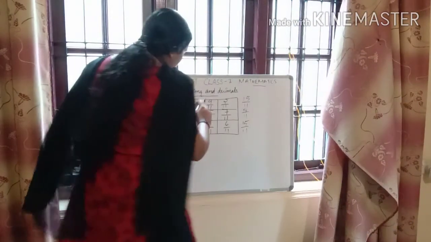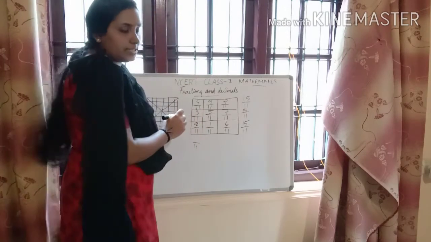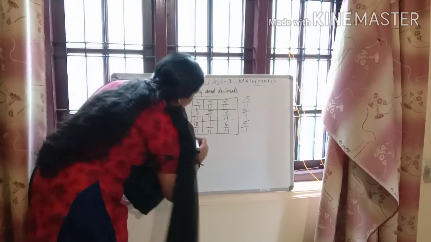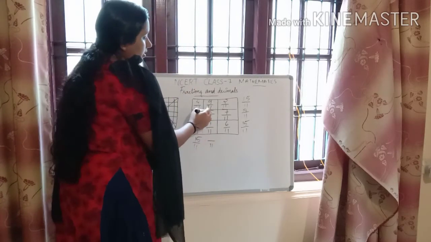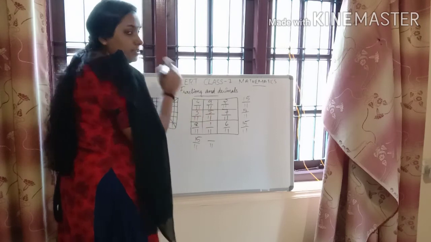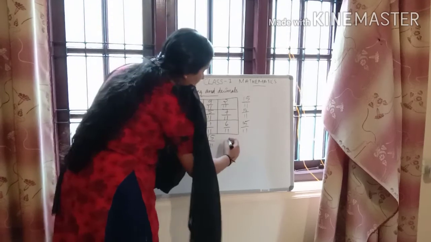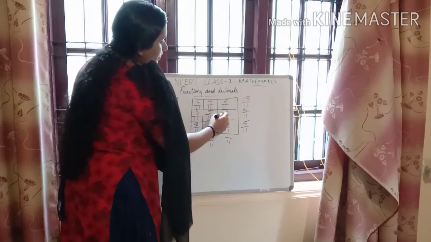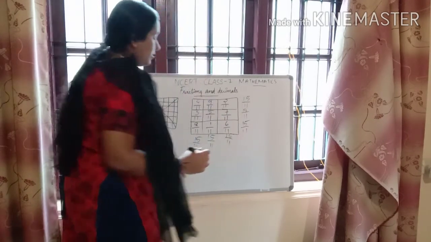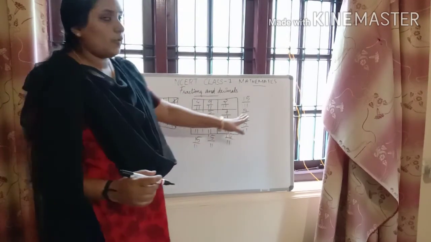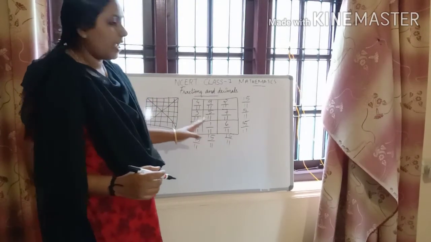Check column wise. Here 11, 4 plus 3, 7, 7 plus 8, 15. Yes, 11, add 9 plus 5, 14, 14 plus 1, 15. Here see 11, 2 plus 7, 9, 9 plus 6, 15. See, column wise and row wise, we got the same answer while adding, right?